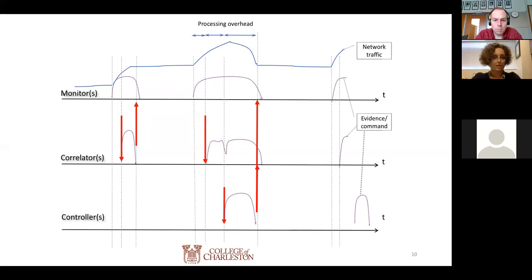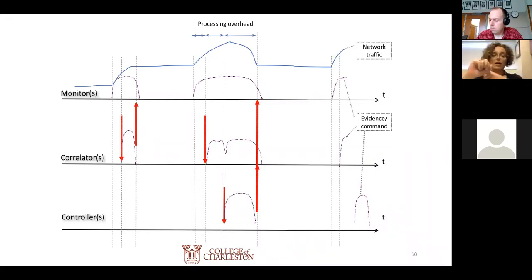So I'm going to start now getting a little bit more into the protocol of our implementation, and the key ingredients to the implementation are three different agents. These can be different devices, or they can all run on the same device. So these three different agents are the monitor, the correlator, and the controller.